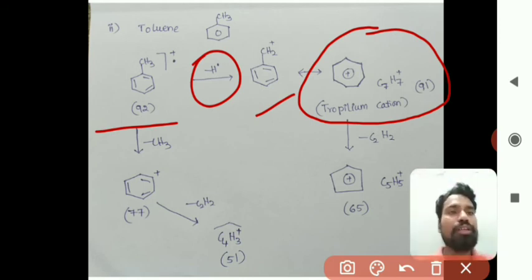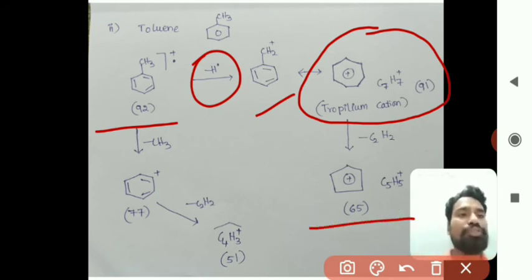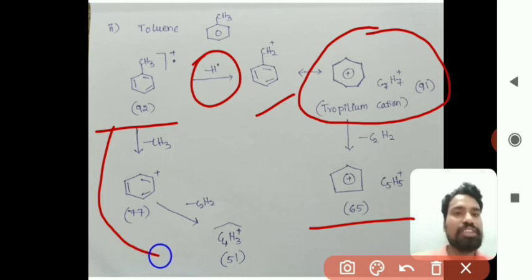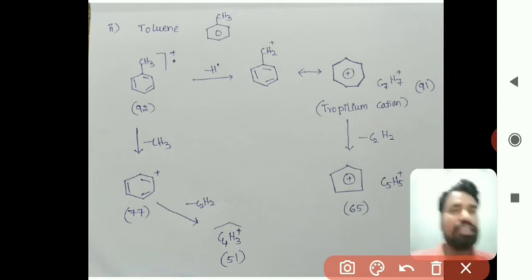So this is a highly stable carbocation, as we know, and this tropylium carbocation, upon further fragmentation by losing C2H2, forms C5H5+. Okay, this is one fragmentation in toluene. There is another kind of fragmentation in the case of toluene. The second fragmentation is this.